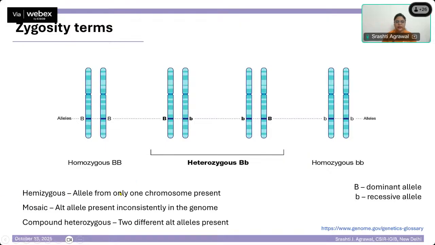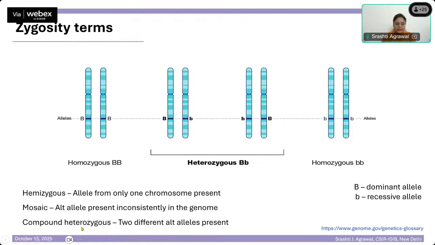Another scenario is if an allele from only one chromosome is present in the progeny. This happens in the case of sex chromosomes. For example, men have only one X chromosome and one Y chromosome. In that case, the mutation can be hemizygous because there is no other chromosome to have the mutation. There is only one locus. Then we have mosaics, like I said, where the alternate allele is present inconsistently in the genome. Here, the alternate allele is the variant allele.